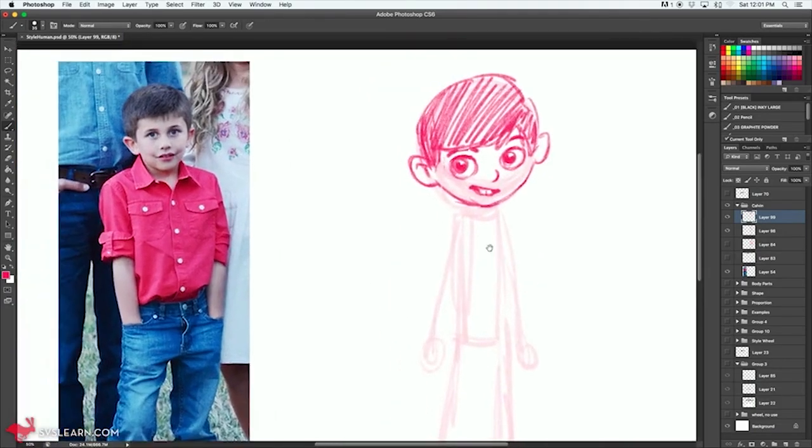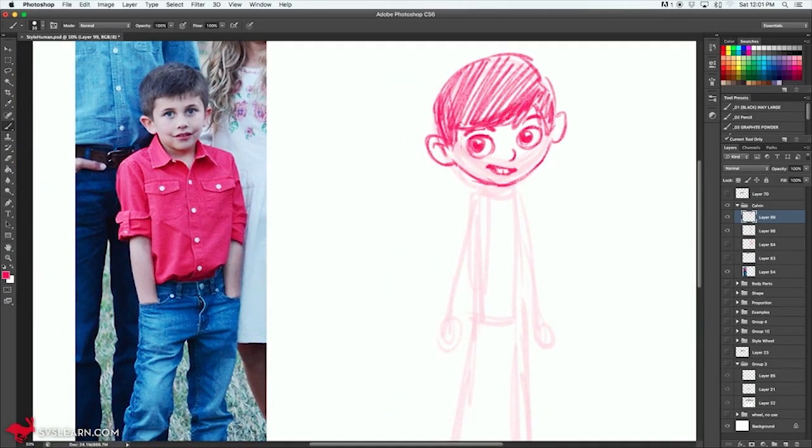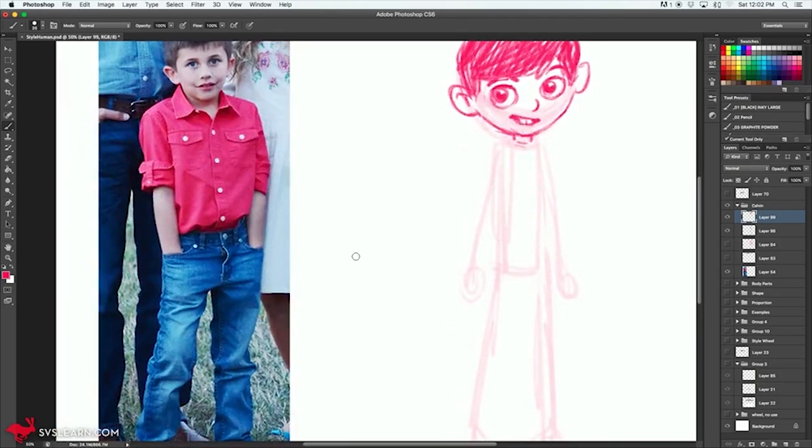Head's feeling pretty good. Maybe add a little tuft of hair coming out like that. All right, let's go in here. Let's figure out the body. I'm not gonna do clothes yet. I'm just figuring out the body shape. You can add clothes on later.